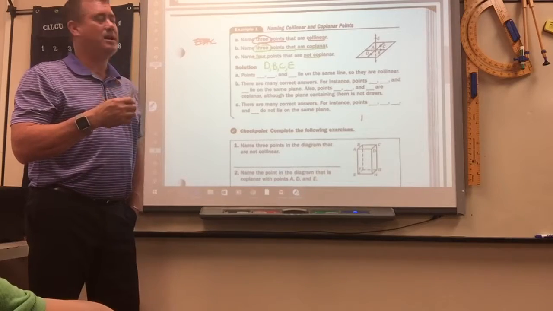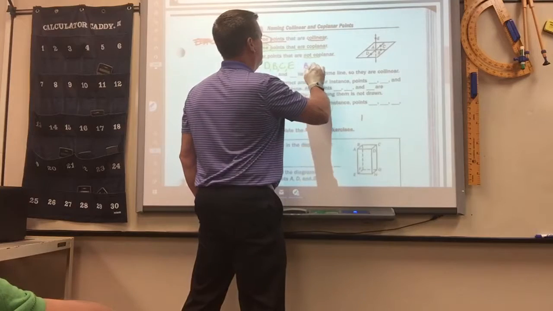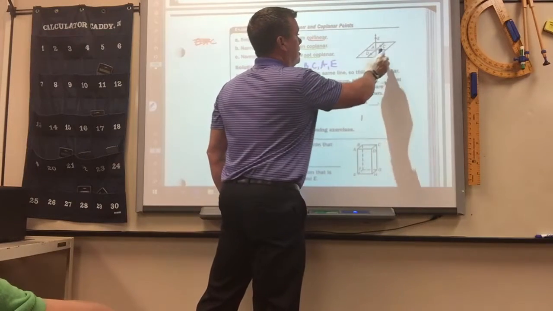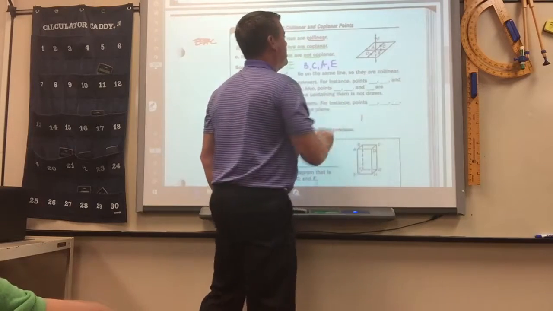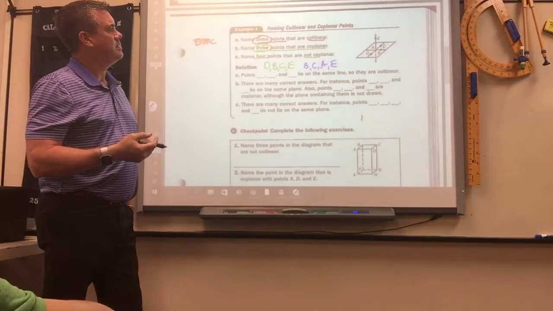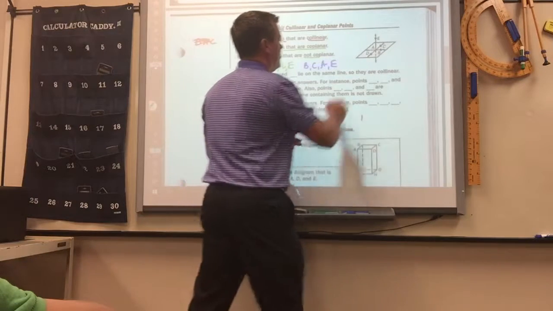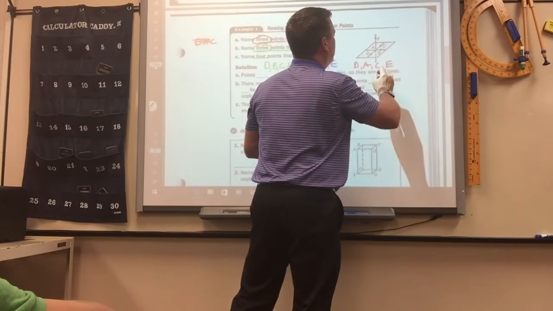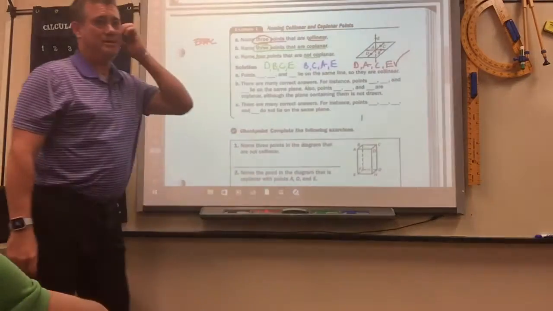Anyone got another one that are not coplanar? B, C, A, E are not. B, C, A form a little triangle there, and E's up there. D, A, C, E is the trick one. Those are coplanar.